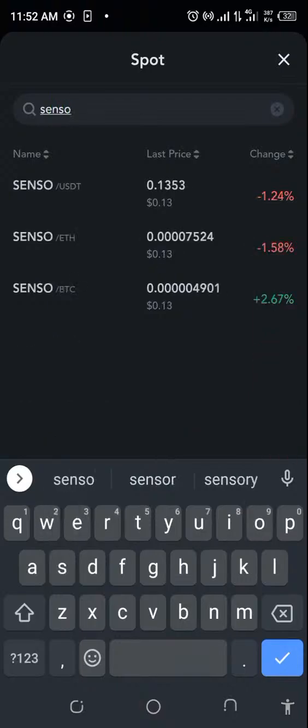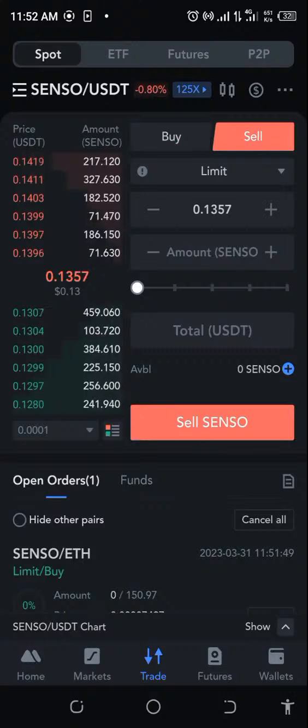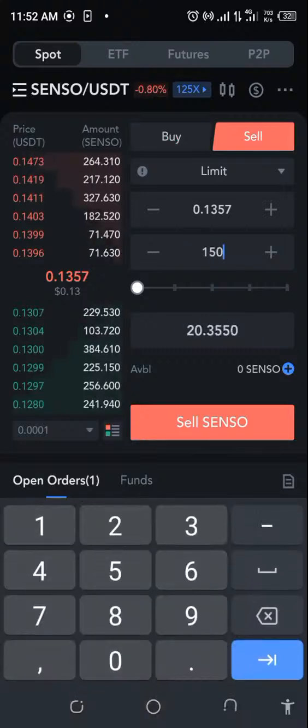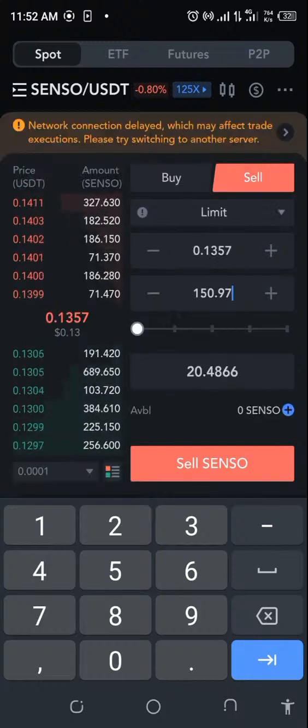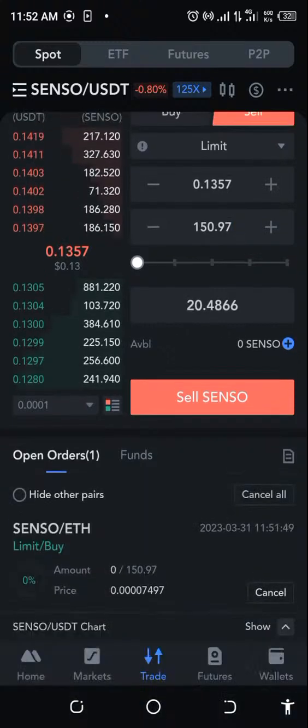Okay, Senso USDT. Let's see if we sell this, what would we make? That was 150.97. Whoops, we're gonna make 20.48. Yikes. Nothing really interesting, right? But anyways, it's still profit. At least we started out with 20.32, so it's still profit. All right then, I'll come back with the results. Let's hope this doesn't take too long, okay?